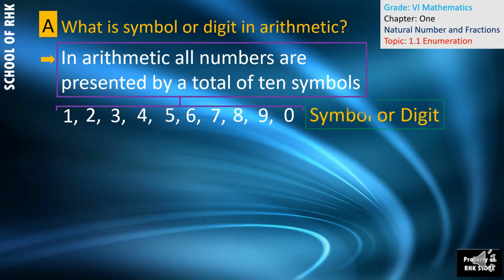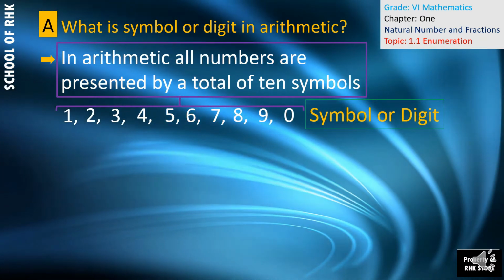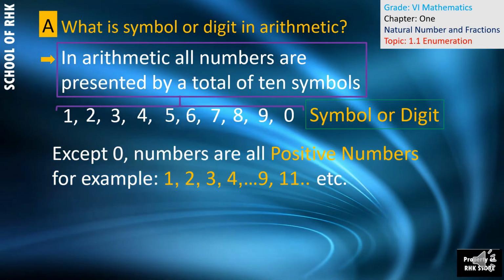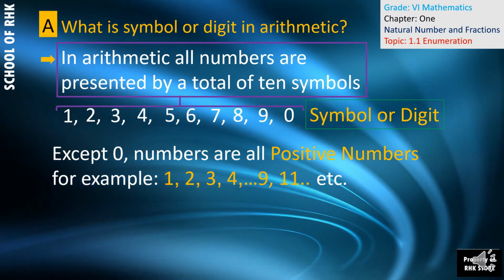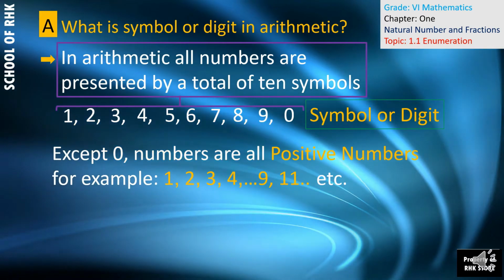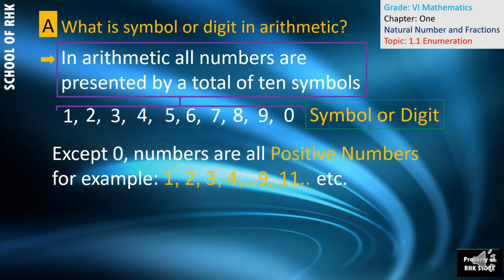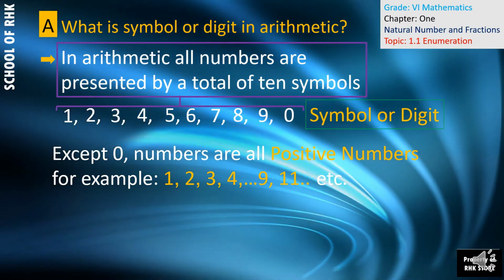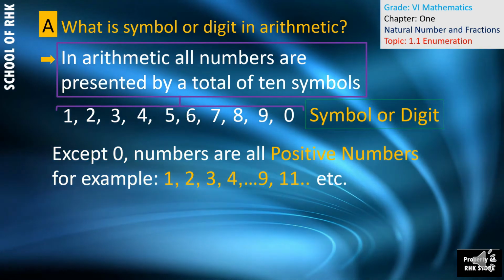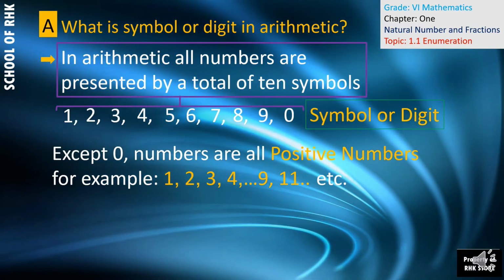These 10 symbols or digits are also called numbers. Except 0, normal numbers are all positive numbers like 1, 2, 3, 4, thus 9, 11, etc. These are numbers that are usually used for calculations and they continue to be infinite.